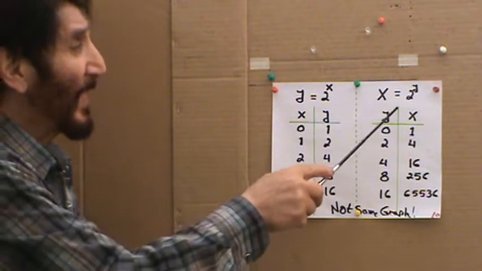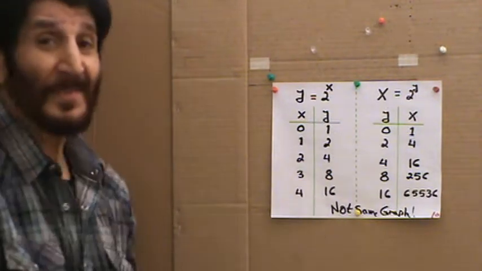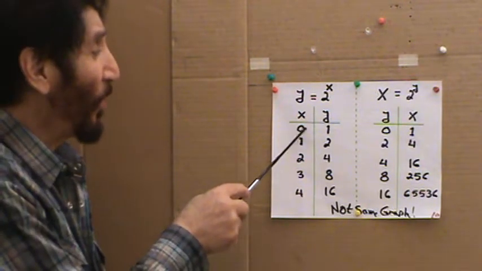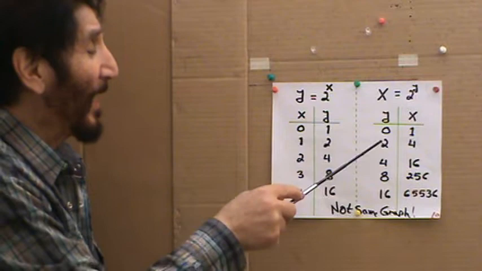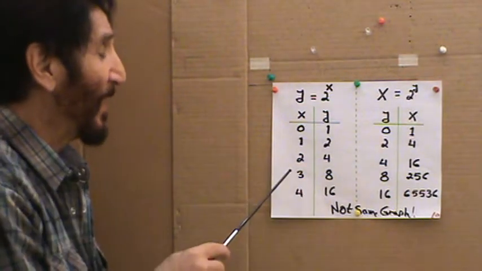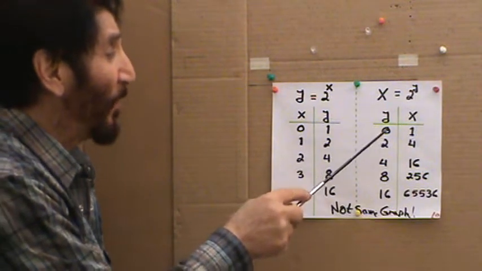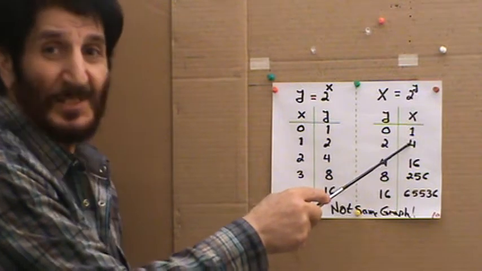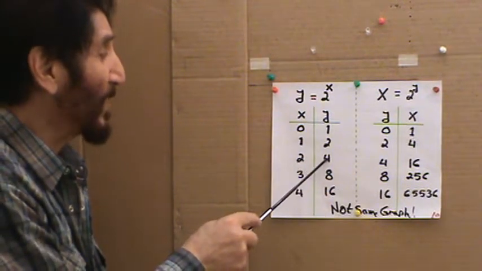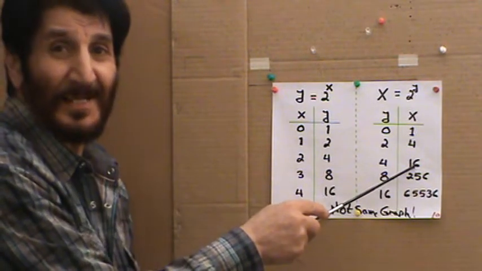Now here I'm selecting the values from the vertical axis, and the graph is not identical. Look at that. When x is 0, y is 1. Here, when y is 0, x is 1. That's good, fantastic. Now here, when x is 1, y is 2. Here, when y is 2, x is not 1, x is 4. You see that? Here, when x is 2, y is 4. Here, when y is 4, x is not 2, x is 16.